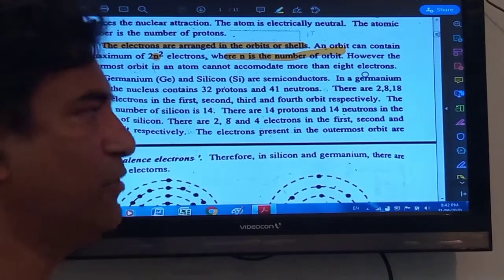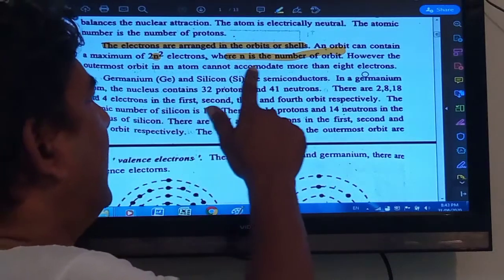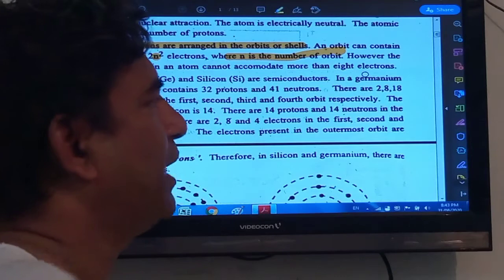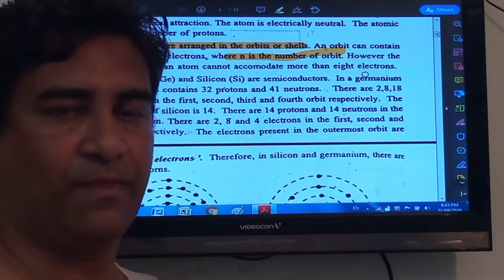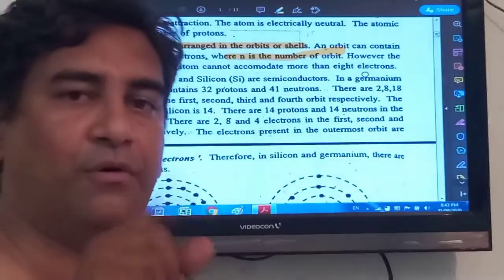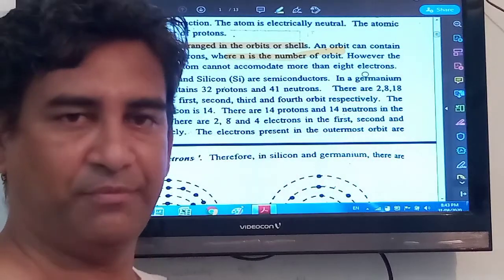However, the outermost orbit in an atom cannot accommodate more than 8 electrons. It does not accommodate more than 8 electrons. It is very important.